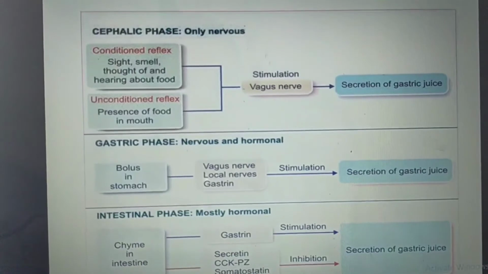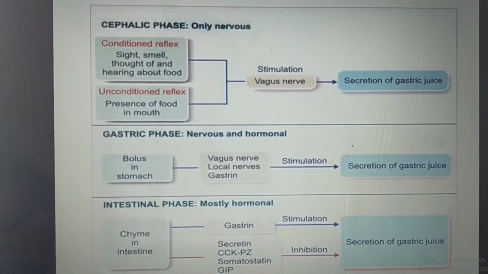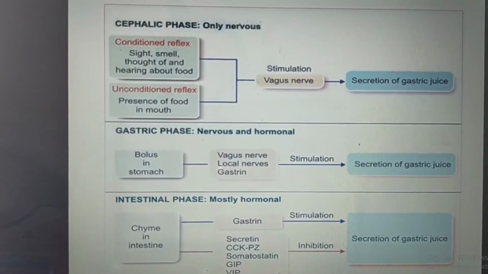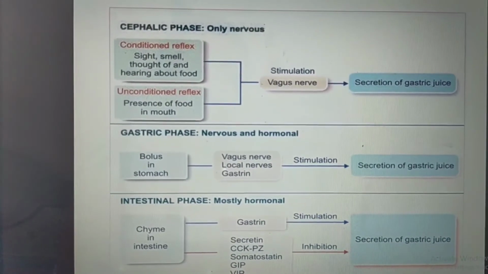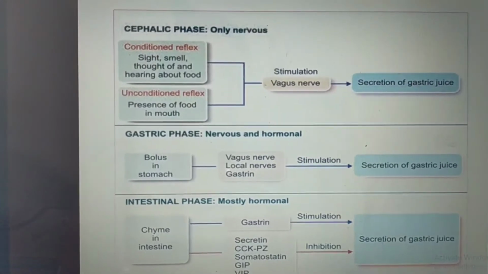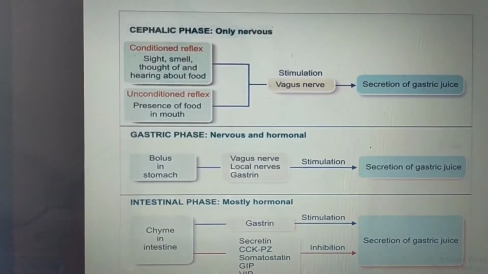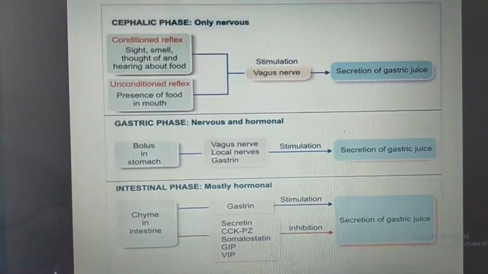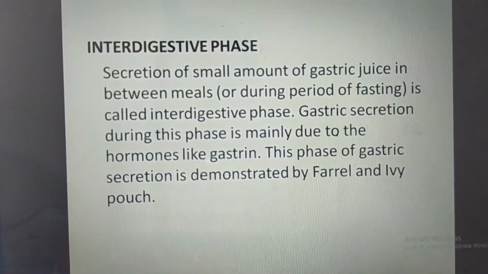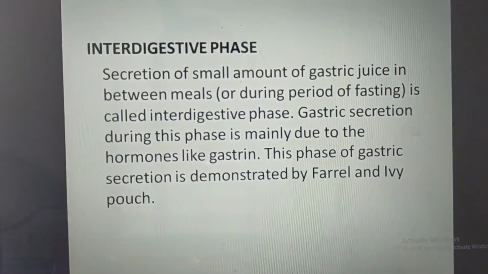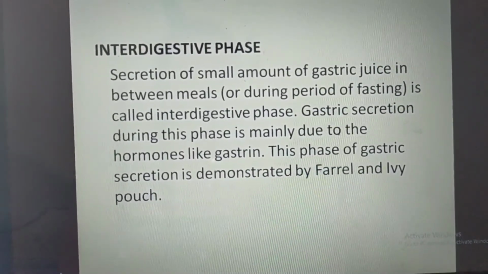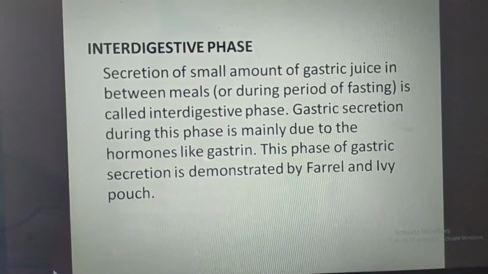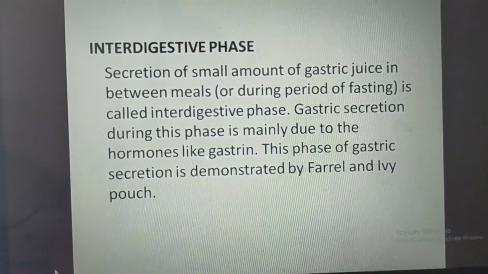So in this figure you can see the graphical illustration, or you can see the chart for 3 phases like cephalic phase, gastric phase and intestinal phase, which we have talked about. And this is the 4th stage, which is interdigestive phase. As we have talked earlier, there is a 4th phase in humans.